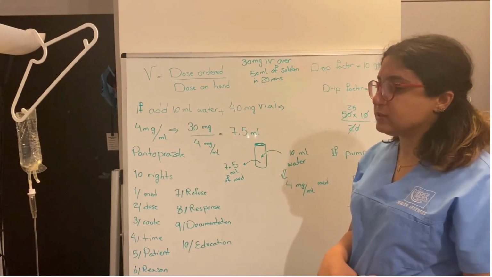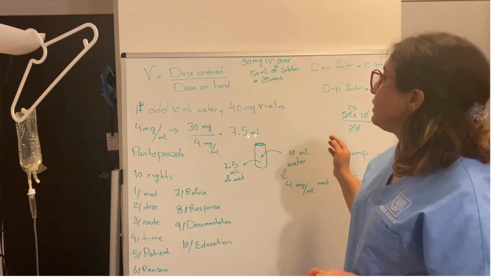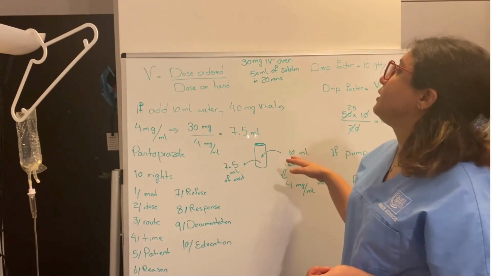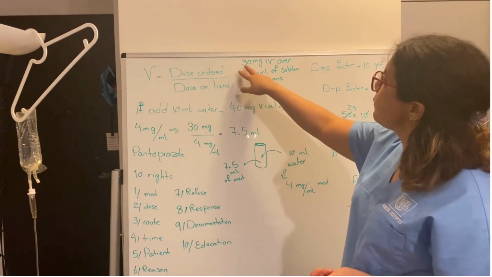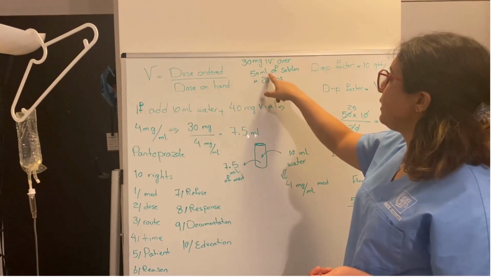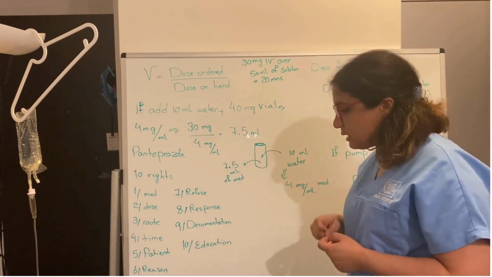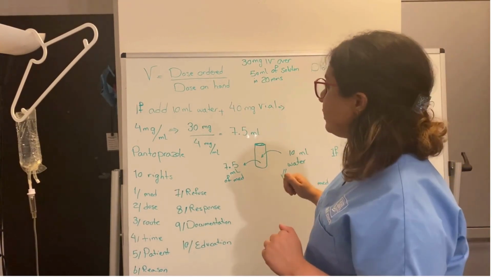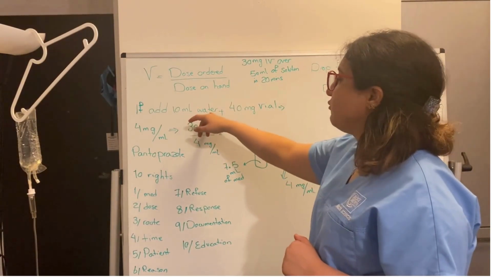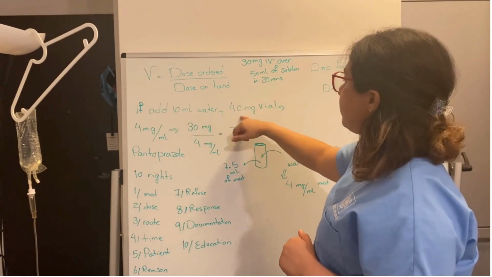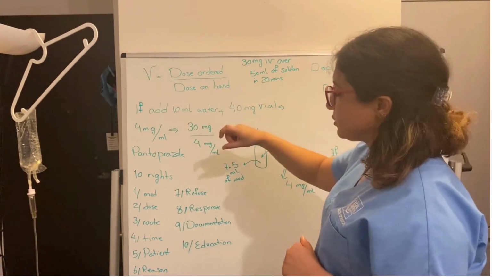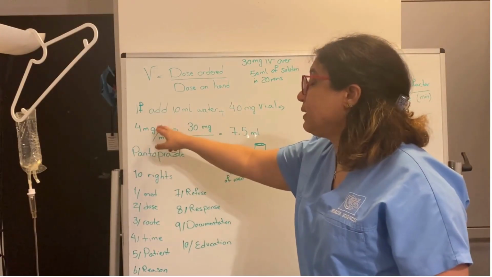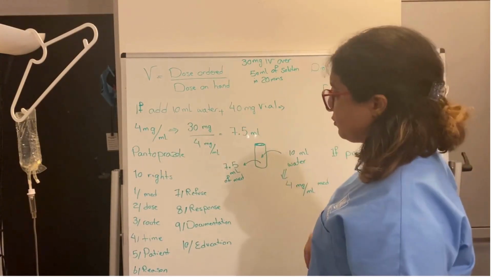So according to my case study, Mr. Singh has GI bleeding, and the medication is pantoprazole, which needs to be given 30 milligrams IV over 50 ml of solution in 20 minutes. According to the label on the medication, if we add 10 ml of water to the whole vial of 40 mg of pantoprazole, we're going to have 4 milligrams per ml of pantoprazole.